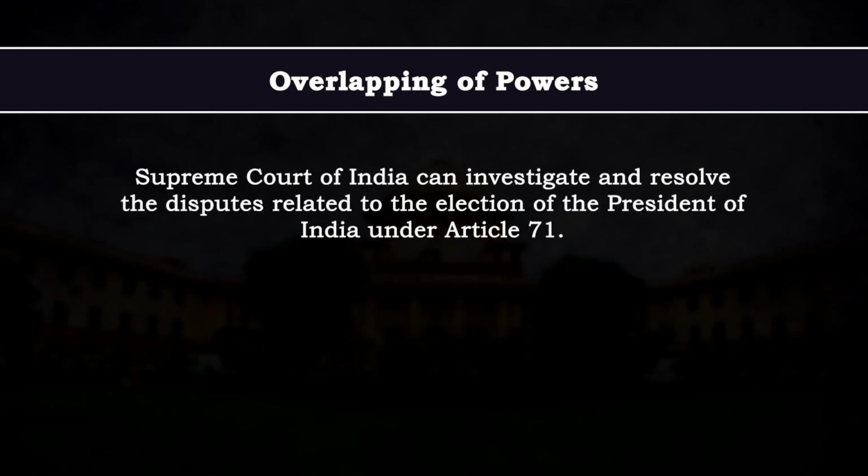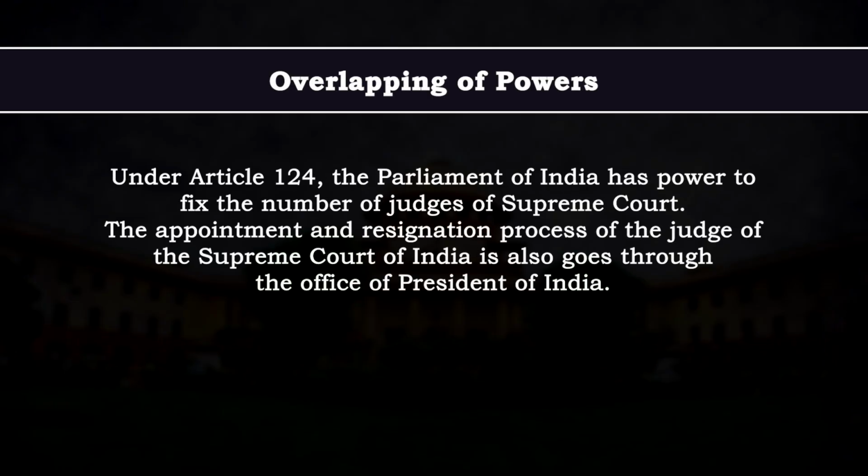Supreme Court of India can investigate and resolve the disputes related to the election of President of India under Article 71. The Parliament has the authority to amend the Constitution under Article 368 subject to some special majority requirement. Another instance, under Article 124, the Parliament of India has the power to fix the number of judges of the Supreme Court of India. The appointment and resignation process of the judges of the Supreme Court of India is also going through the office of President of India.